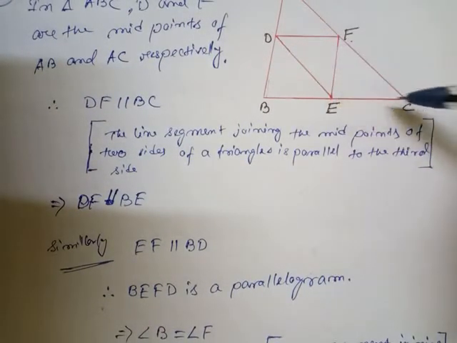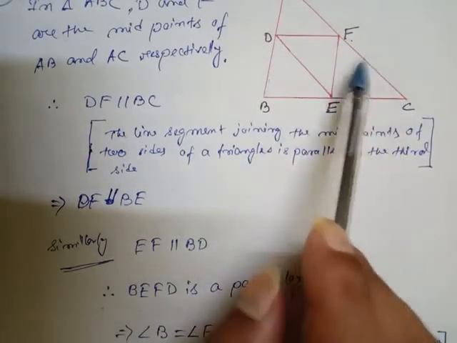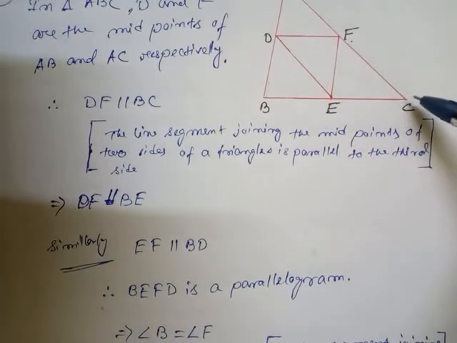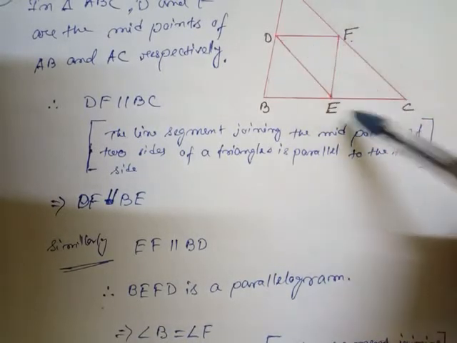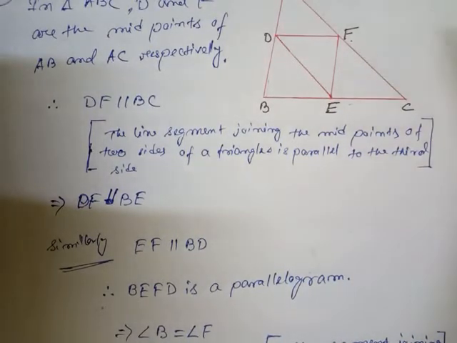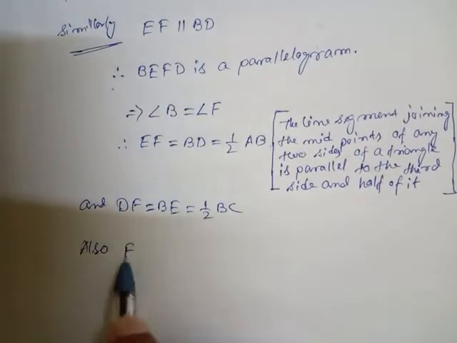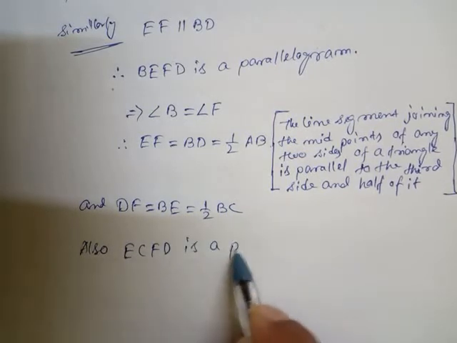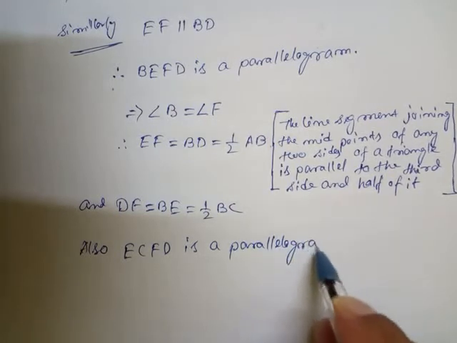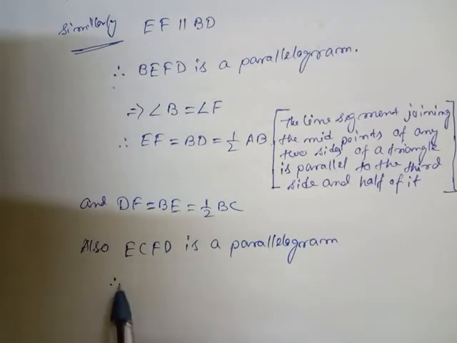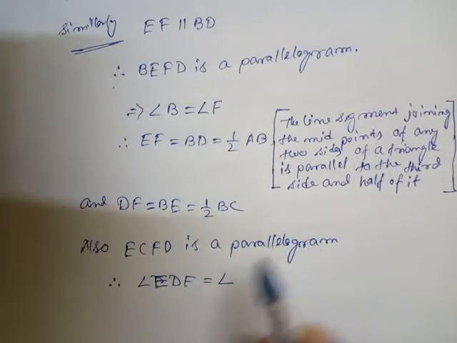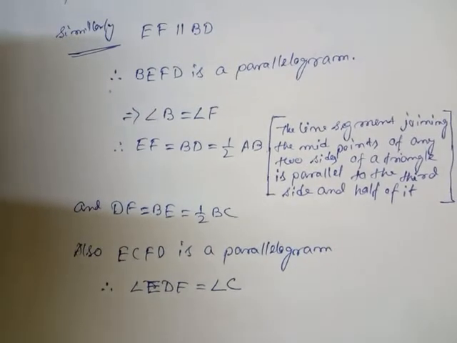Now look students, if I take ECFD, this parallelogram. Here also, if it is a parallelogram, then angle C and angle D are equal because they are opposite angles of a parallelogram. I repeat again, ECFD is also a parallelogram, and in a parallelogram opposite angles are equal. Therefore, we can say that angle EDF equals angle C, or simply I can write angle D equal to angle C.